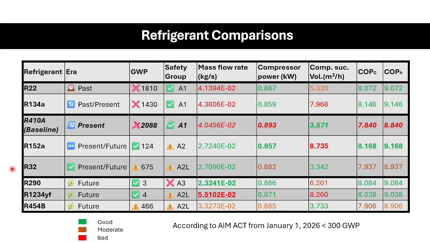Then comes R32. It has a moderate GWP value of 675 and it lies in A2L category. It has low mass flow, it has moderate power consumption and lower compressor volumetric flow rate. Also it has moderate COP values. Now come to the future refrigerants.